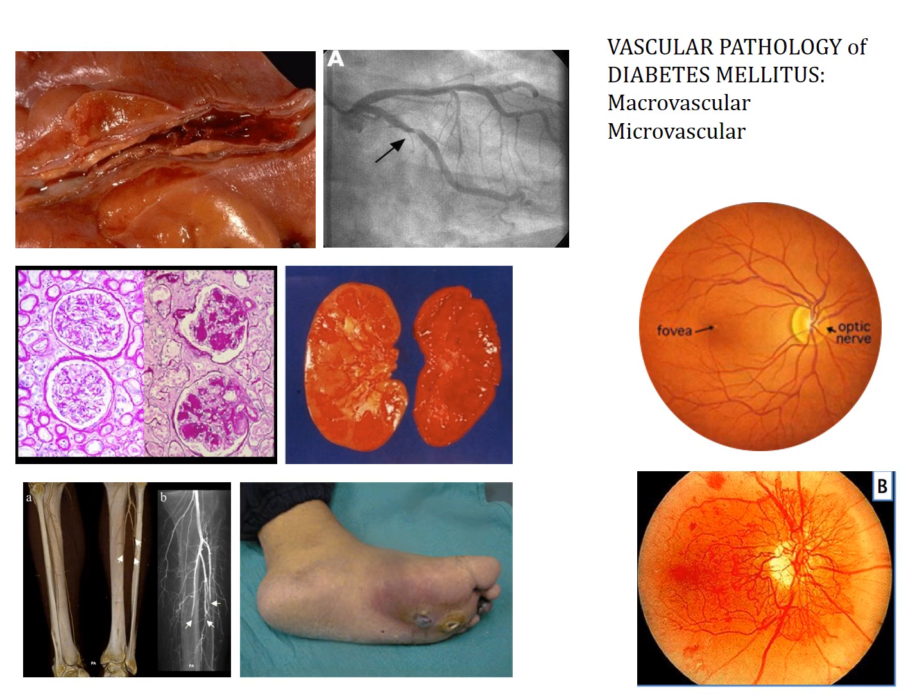In the middle picture, those are actually showing signs of diabetic nephropathy, so damage to the kidneys due to the damage which is happening to the vasculature within the kidneys, showing the normal kidney on the left and the abnormal kidney on the right, both in histologic and in gross pathologic section.